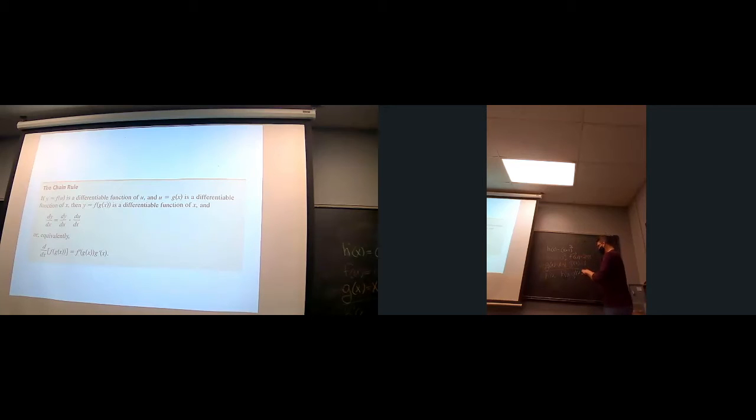So, that tells us that what we're going to get when we find the derivative of h of x is going to be 2u times 1.